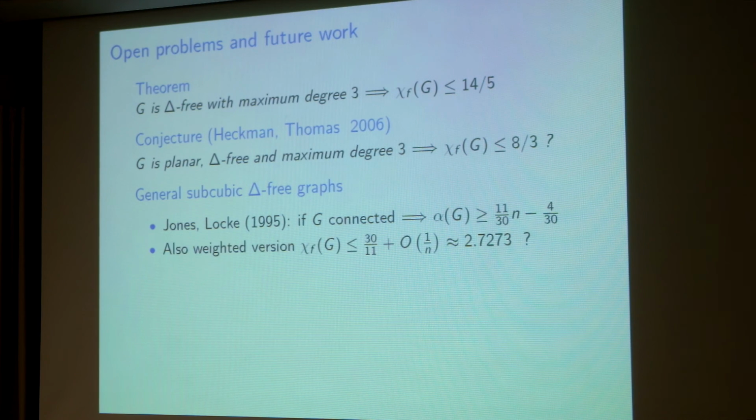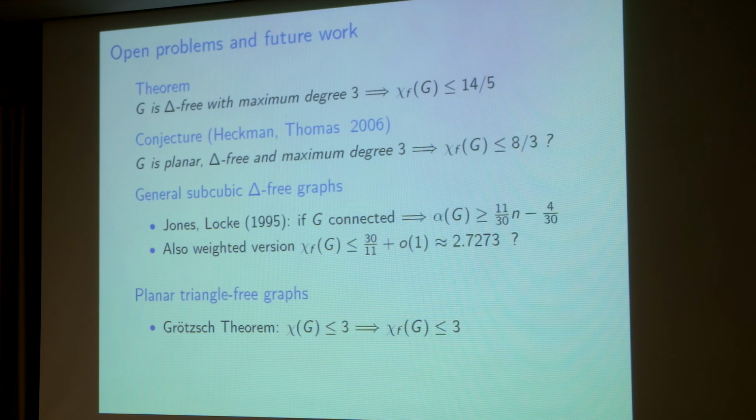And then the natural question is, can you also put the Jones and Locke result into the weighted case? Well, we don't know now. The precise reformulation of this statement would allow you an error in the fractional chromatic number of order 1 over n. But even if I were more modest and allowed you any error that tends to 0 for large graphs, we don't know.